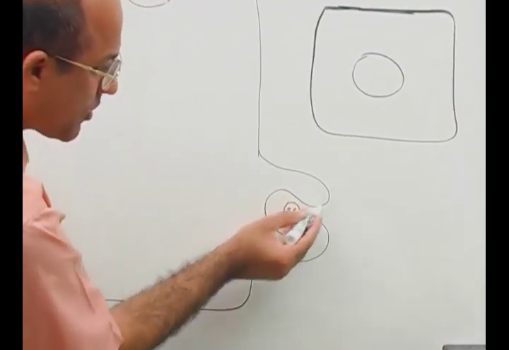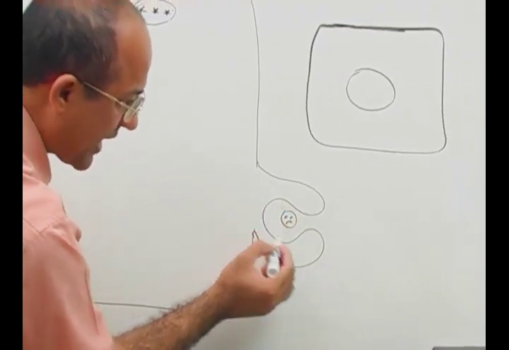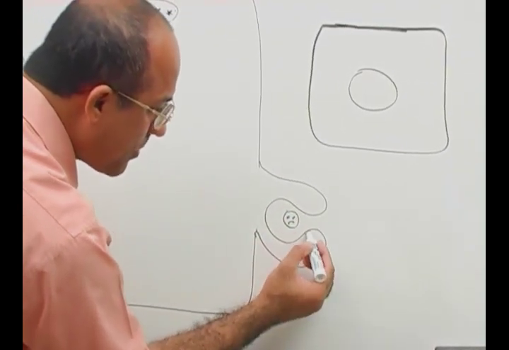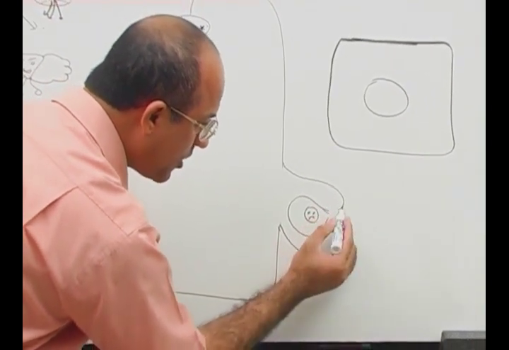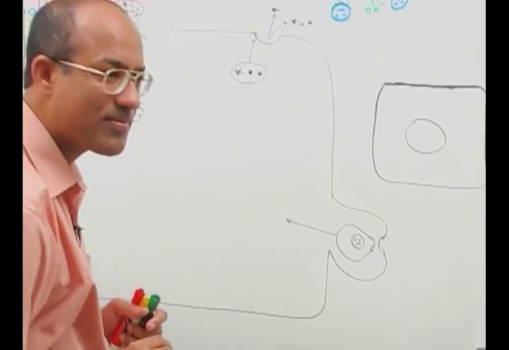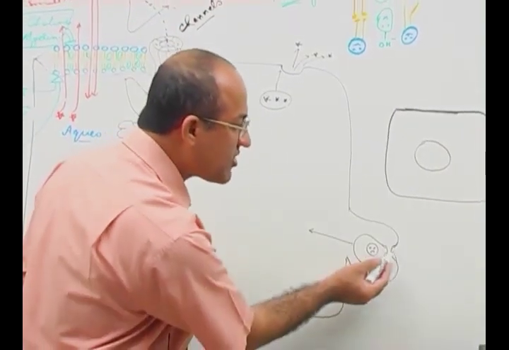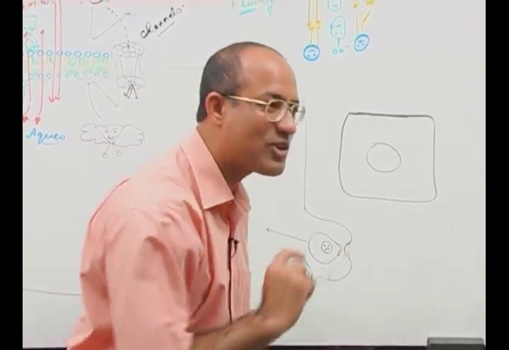Now this is the membrane of the white blood cell, right? And it has caught the bacteria, and then this membrane will progressively move toward each other, and then eventually it will fuse, and this will go inside. This process is called endocytosis. What is it called? Endocytosis.